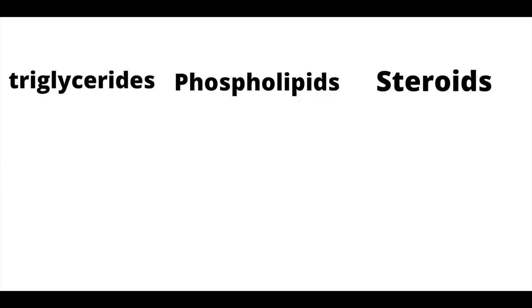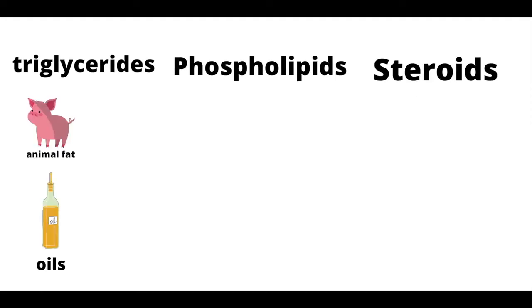So first and foremost, when we talk about lipids, we're talking about fats. And there are three types of lipids. There are your triglycerides, your phospholipids, and your steroids. Triglycerides include your animal fats and your oils. There are significant differences between these two.